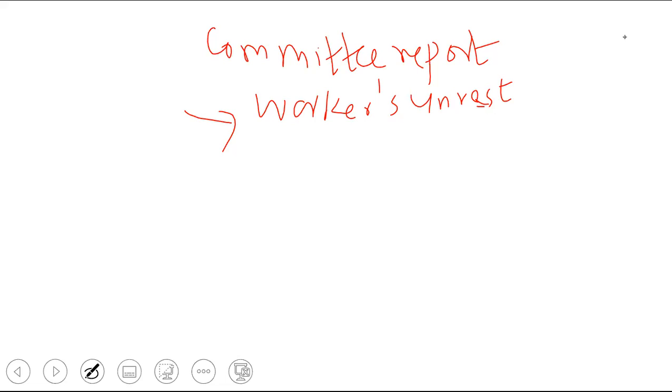And in that committee, remember, there will be people from the manager's side, there will be people from the employees' side, there will be people from the union side. Because whenever a strike happens, there will be a union. So union ka bhi representatives hoga. And they will give a time: within 15 days, submit the report. Once the report is submitted, there will again be a meeting.